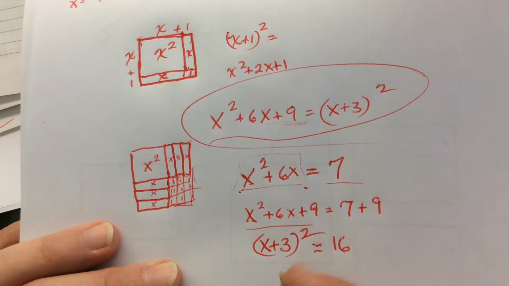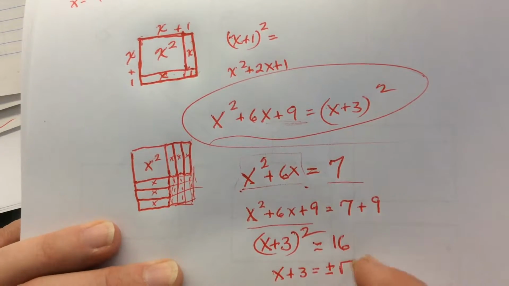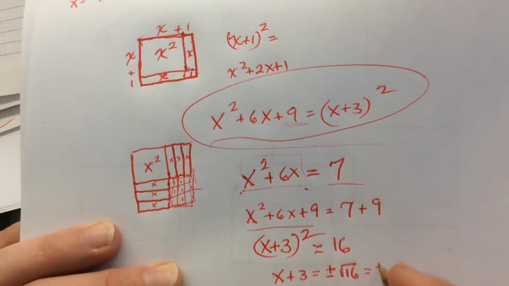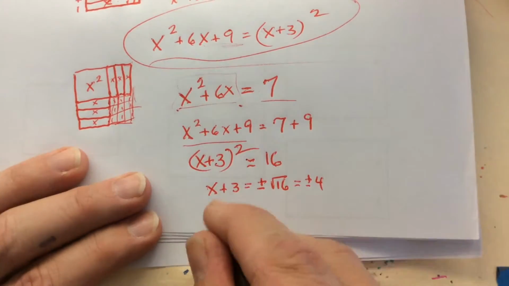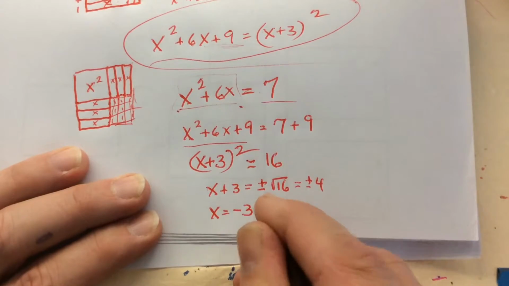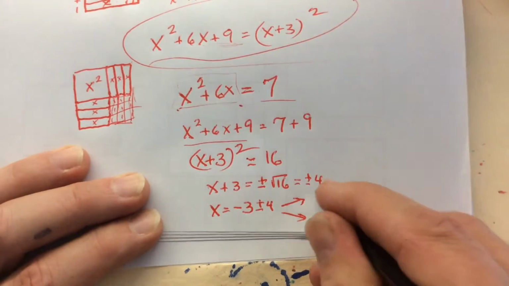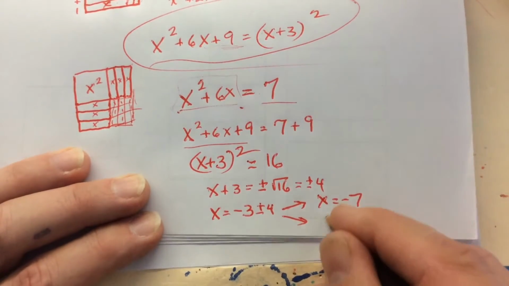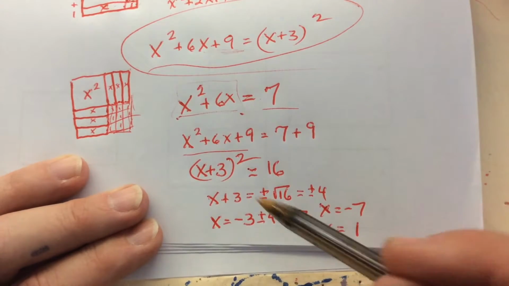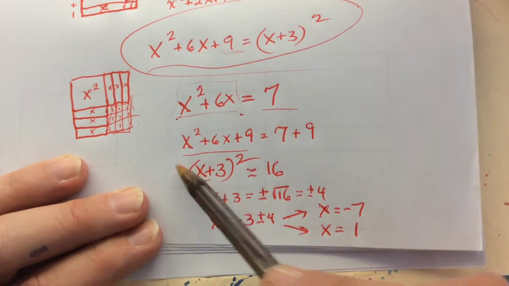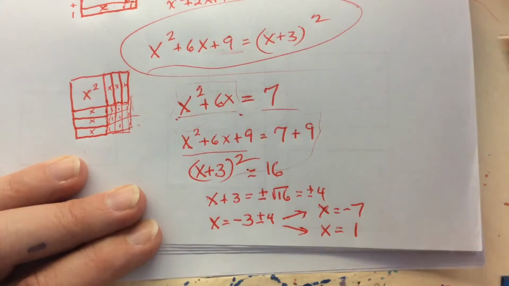Well, now I know I can take the square root of both sides. x plus 3 is equal to plus or minus the square root of 16, which is plus or minus 4. x is equal to negative 3 plus or minus 4, which becomes two different solutions. x is equal to negative 7, or x is equal to positive 1. In a way, I sort of cheated here because I made up a problem where I already knew how to create the perfect square.